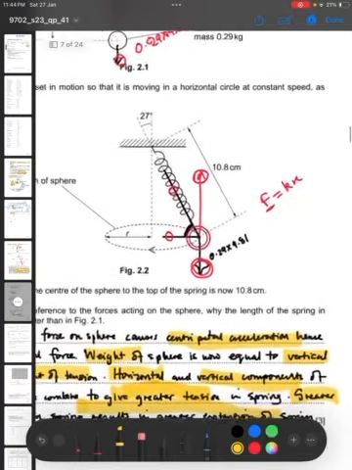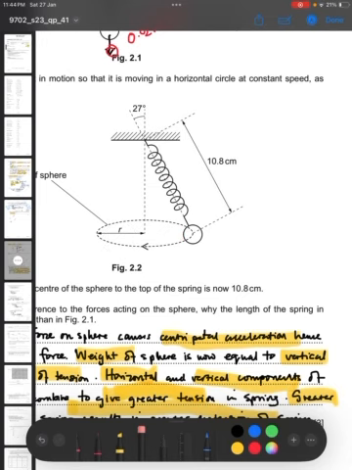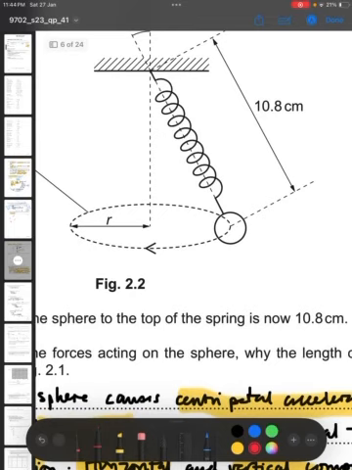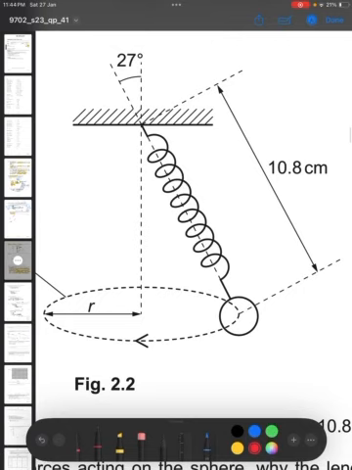So we need to understand what we're talking about here. Let me erase everything here. So the question is demanding from us to show that the radius of the sphere is 4.9. So let me draw this. Then I'll draw this triangle. Then let me complete the triangle. Now, this is the radius of the sphere, of the circular motion.